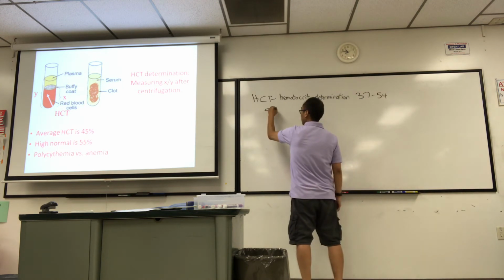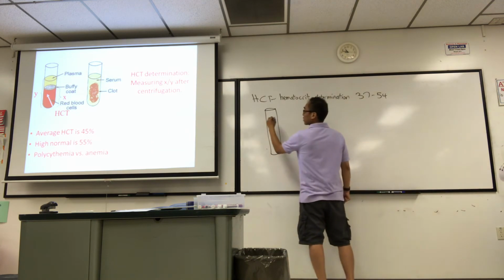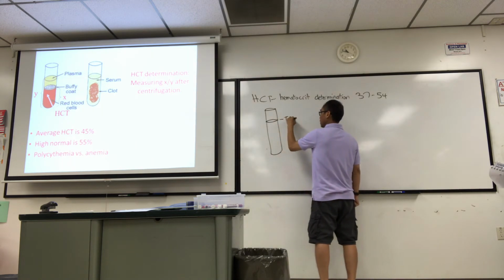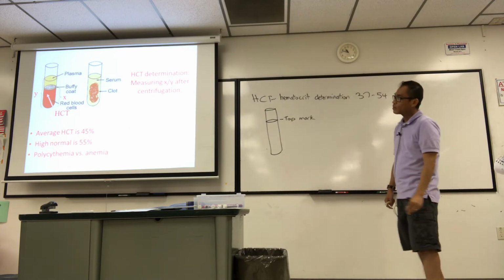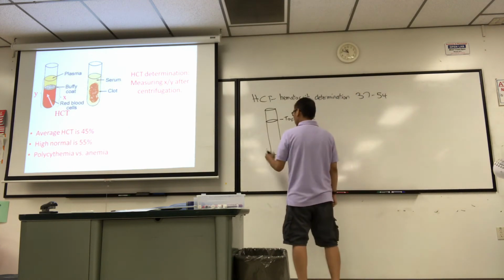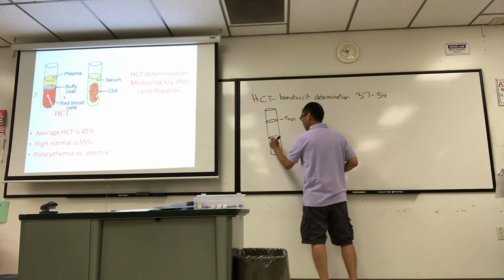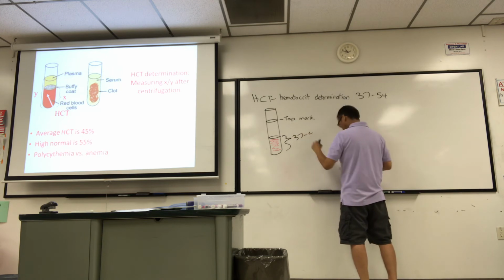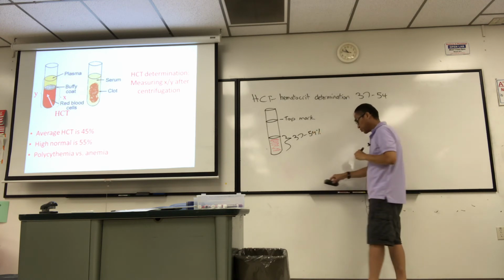That's a little tube of blood, and you've got your top mark. Whatever the top mark is, doesn't matter. The proportions matter. So when you spin the blood down, or I already did this, I'll just briefly color the bottom in red. Again, this proportion, you want it to be about 37 to 54% of the whole blood. That's the proportion that you're going for.